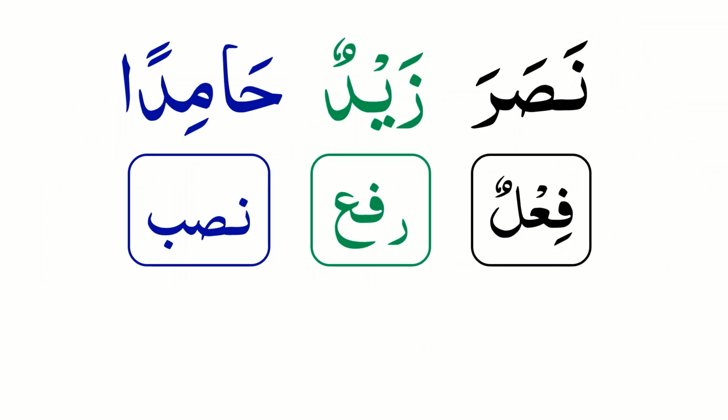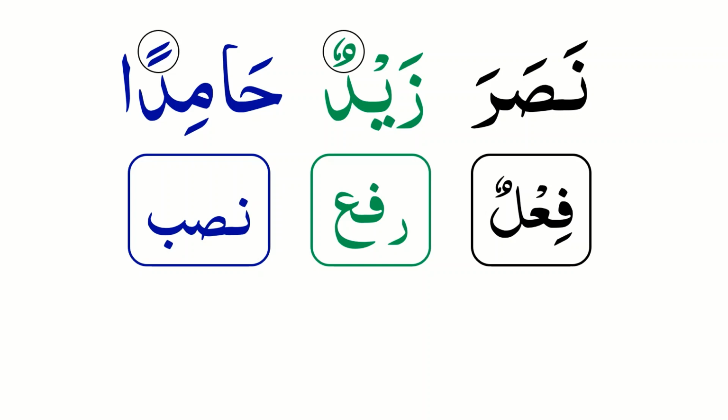Let's take the following example. Nasara Zaidun Hamidan. In Arabic, verb is written first and then the noun is written. But in English, we first mention the noun and then the verb. As we can see here, Zaid ending letter has Dhamma on it. So it is in Rafa status. Very simple. Whenever you see Dhamma on the last letter of an ism, it will be in Rafa status. Similarly, Hamid ending letter has Fatha on it. So it is in nasab status and the sentence will be translated as Zaid helped Hamid.